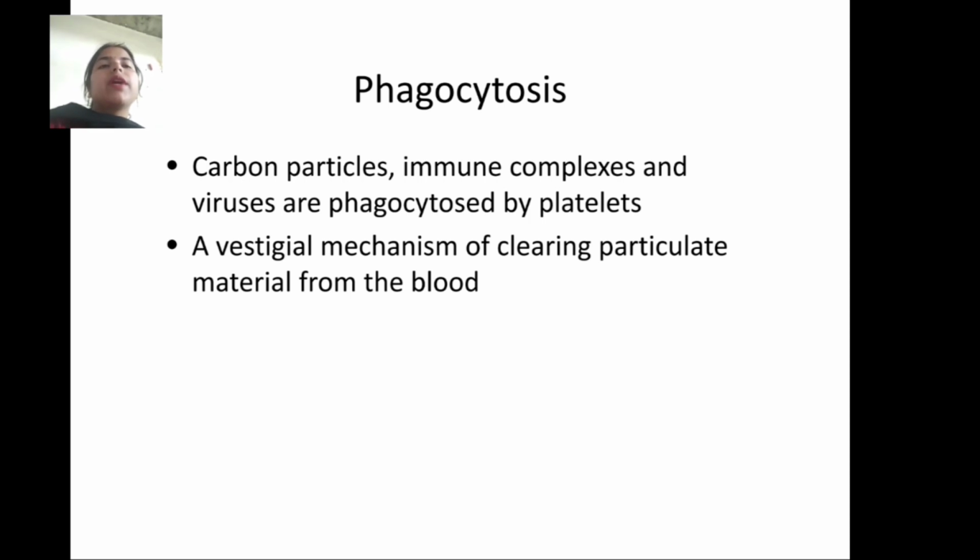Next is phagocytosis. Carbon particles, immune complexes, and viruses are phagocytosed by platelets, a vestigial mechanism of clearing particulate material from the blood.